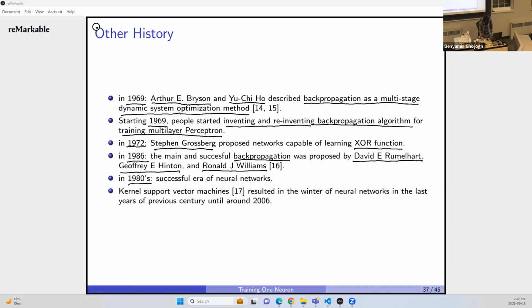In the 1980s, by the way, you know Graham Taylor here, right? Do you know? He's a professor in the School of Engineering and Computer Science department here. He was a PhD student of Geoffrey Hinton. Okay, so the 1980s was the successful era of neural networks.